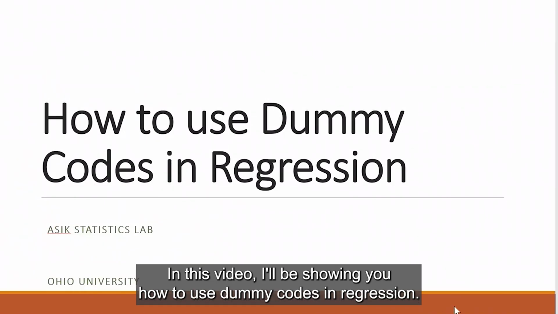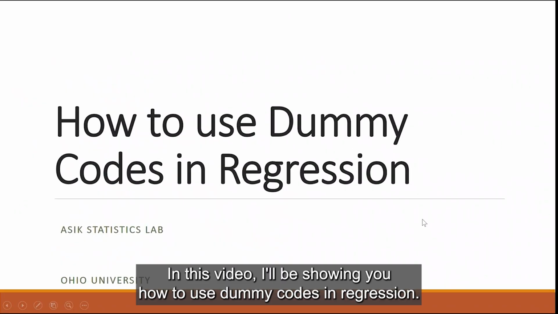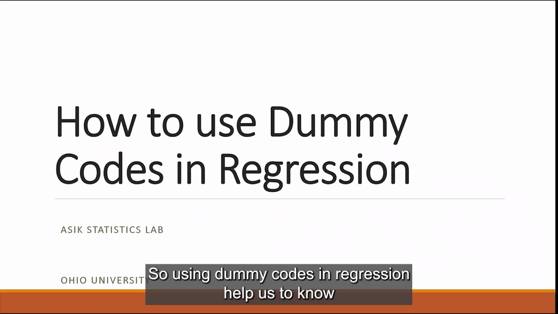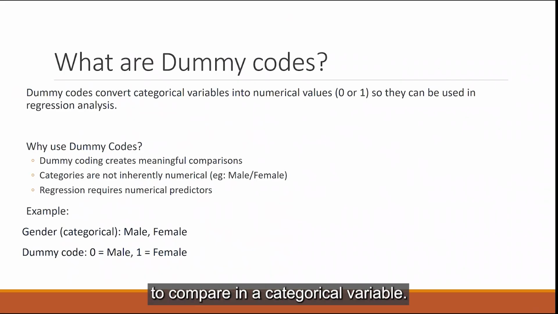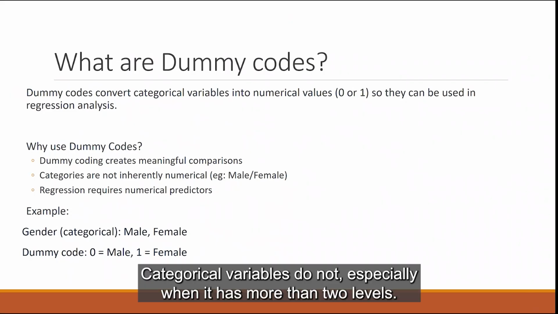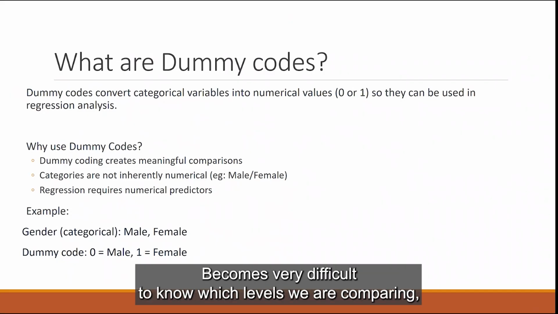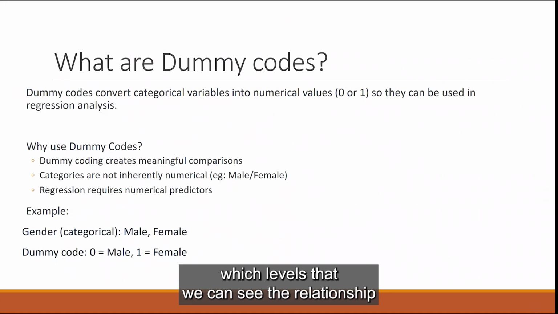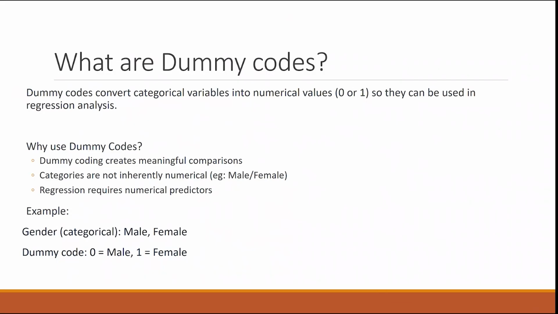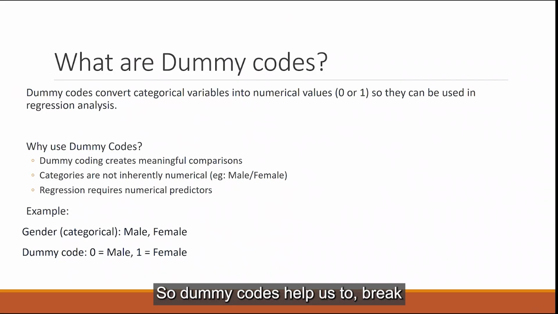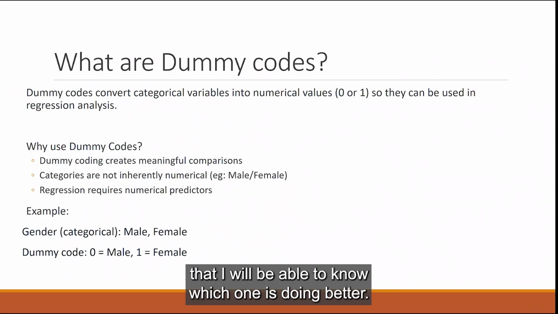In this video, I'll be showing you how to use dummy codes in regression. Using dummy codes in regression helps us to know the groups or levels that we are trying to compare in a categorical variable. Categorical variables, especially when they have more than two levels, become very difficult to interpret: which levels are we comparing, which levels show the relationship clearly, and which one does better. Dummy codes help us to break these categories down into various levels so that we'll be able to know which one is doing better.